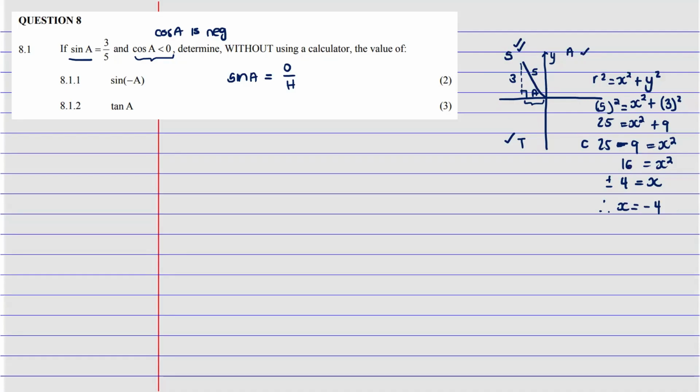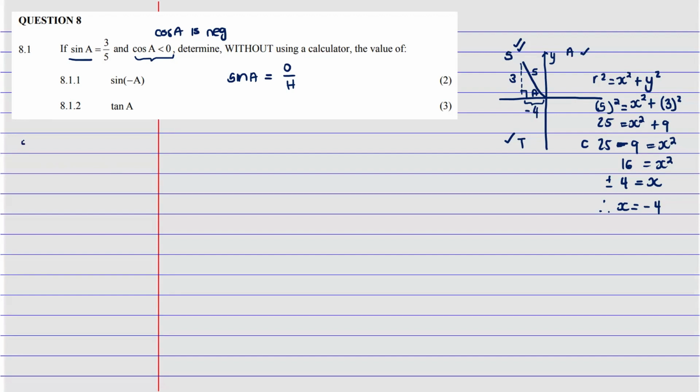Yes, ma'am. So that's how it is, right? So we know that this is going to be equal to -4. So that's how you would complete the entire diagram. So now when you're done completing the entire diagram, you can start answering the questions, right?